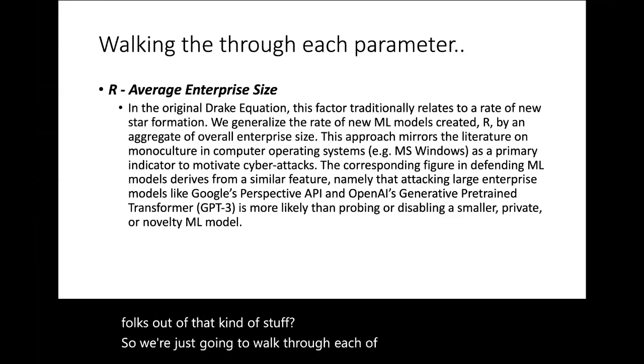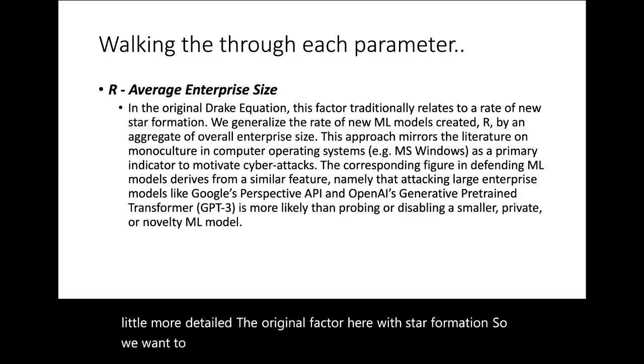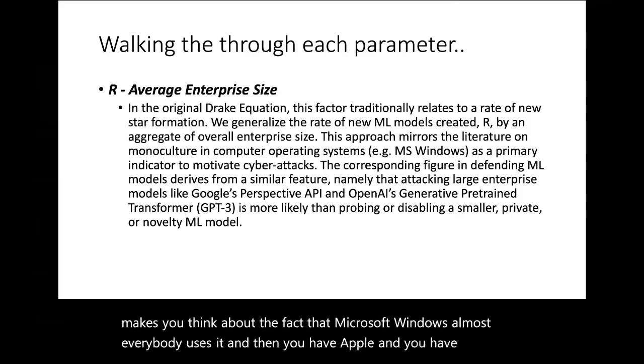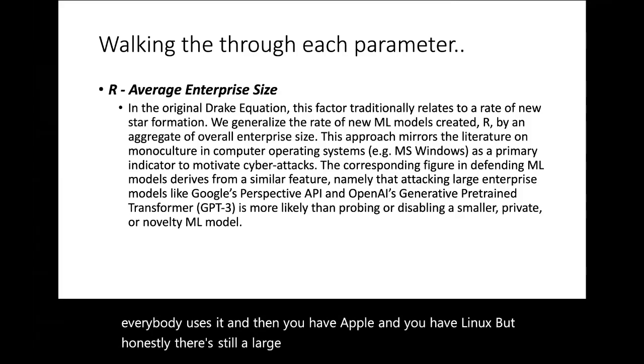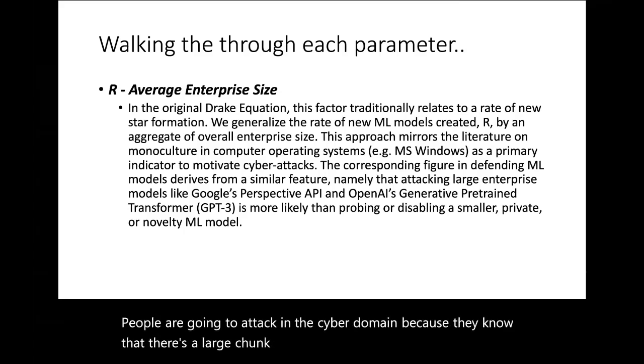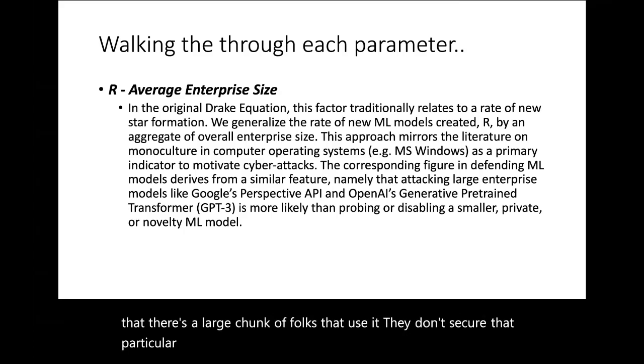The original factor here was star formation. So we want to generalize this to the aggregate overall enterprise size. It makes you think about the fact that with Microsoft Windows, almost everybody uses it, and then you have Apple and then you have Linux. But honestly, there's still a large portion of folks that use Windows, right? So that's just a huge adversarial risk there. People are going to attack in the cyber domain because they know that there's a large chunk of folks that use it. They don't secure that particular operating system. They don't install their updates. You can think about it like this: how many folks are going to do training augmentations or change their model before they deploy it? Not a lot. They're probably just going to download, deploy, and get some answers out for their customers. So depending on that enterprise size, that might not be a great idea.